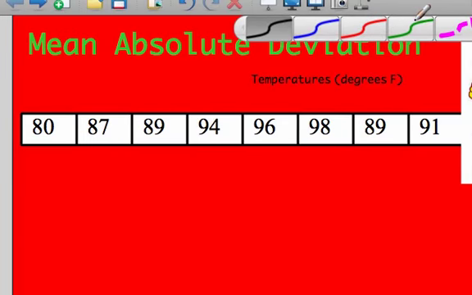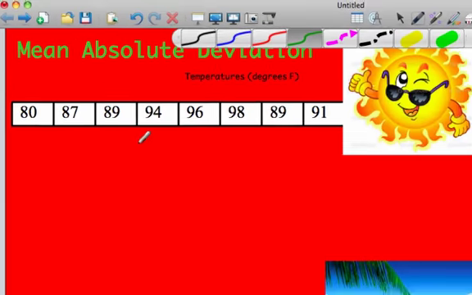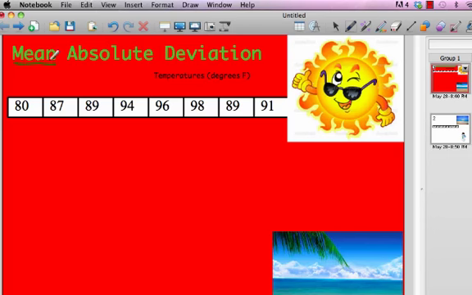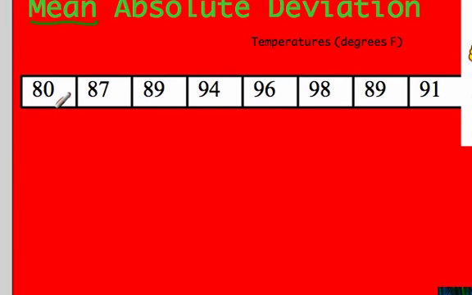So I want to find the mean absolute deviation of the temperatures here. See if the temperatures are consistent, so to speak. First word you see right here is the word mean. Guess what we're going to find? The mean. You add them up and you divide by how many numbers there are.